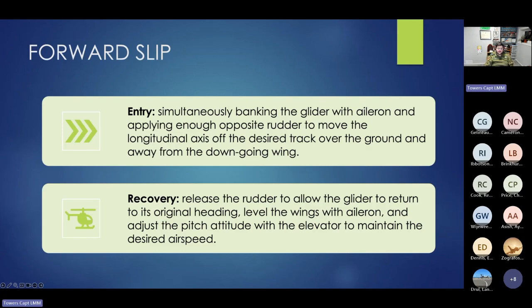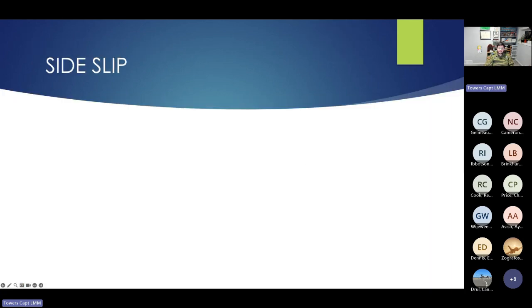Forward slips are lots of fun. I love doing them. And you'll quite frequently do them in the circuit to maintain your altitude on final. If you're too high, you might use a forward slip as well as spoilers and dive brakes.